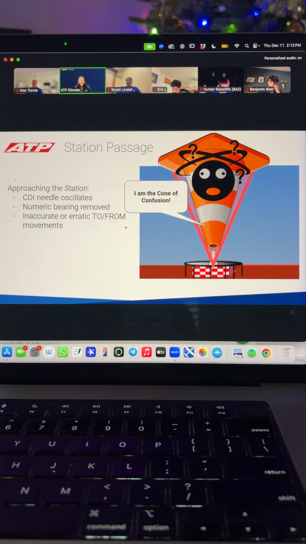And then inaccurate or erratic to and from movements. So once you finally pass the VOR though, you're going to have that bearing pointer, that CDI, and all that data come back. So that is the cone of confusion. They actually have it drawn like this because of course the lower you are, you'll pass through it a little more quickly. The higher you are, it might take a little bit longer for you to pass through that cone of confusion because it's shooting the signal straight up.